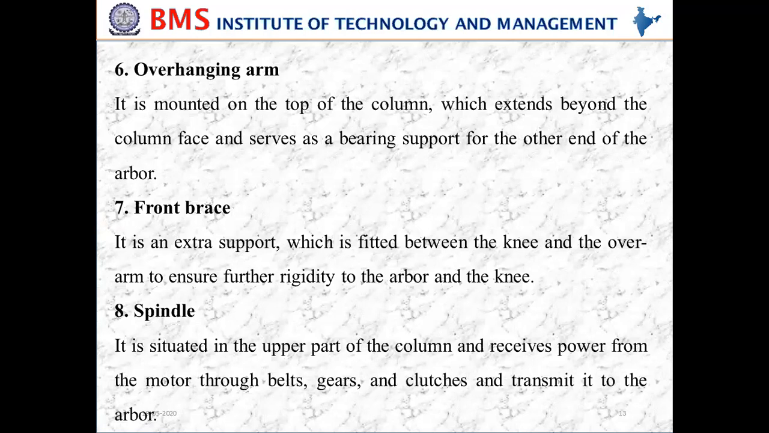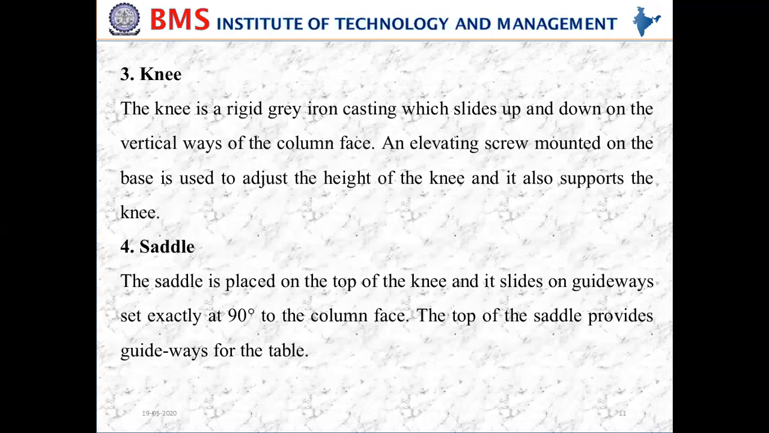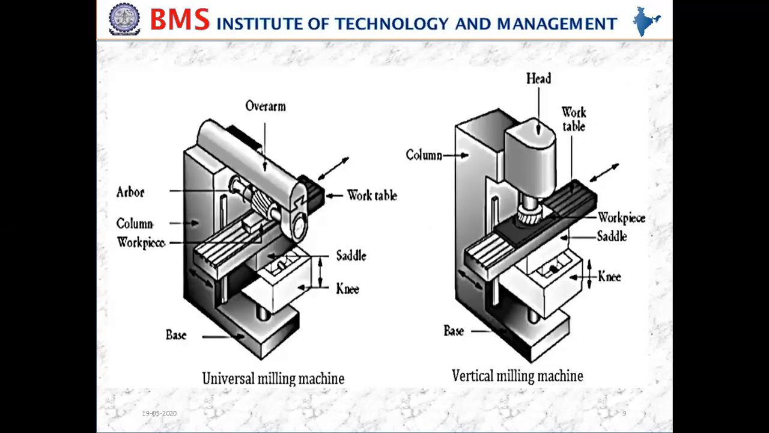The front brace is an extra support fitted between the knee and the overarm to ensure further rigidity to the arbor. The spindle is situated in the upper part of the column and receives power from the motor through belts, gears and clutches, and transmits it to the arbor. If you look at this figure, this is the arbor, and this is the work table and the saddle. Each one we have described here.